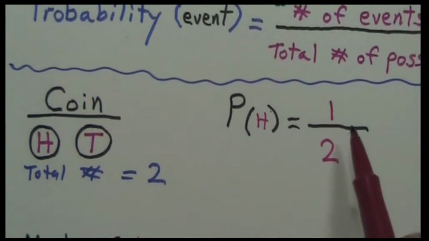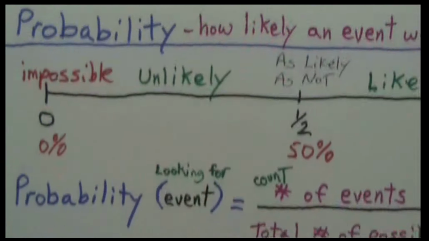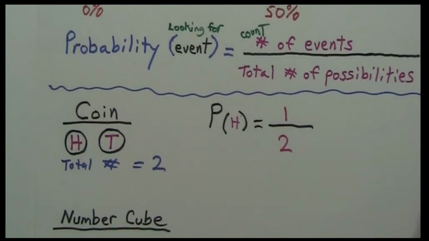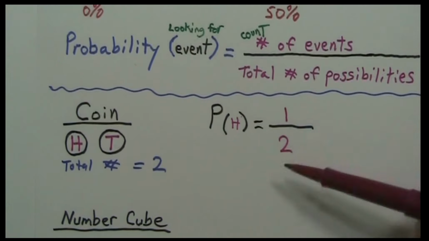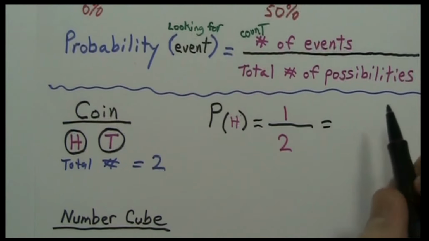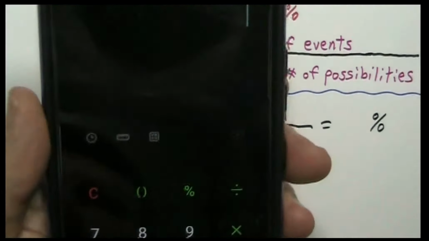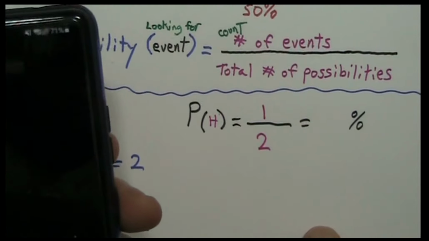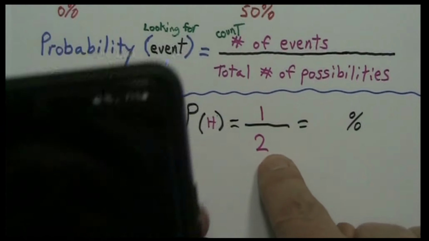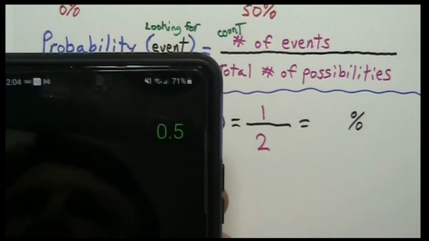Now, by the way, that is as likely as not to happen. So flipping to get a heads is as likely as not. It's a 1/2, 1 to 2. Now, let's see what that is percentage-wise. What is 1/2 as a percent? In case you don't know how to do this, you know the answer. The answer is 50%. But you would just say 1 divided by 2. That's how you do that. 1 divided by 2, and you get 0.5, which is 50%.